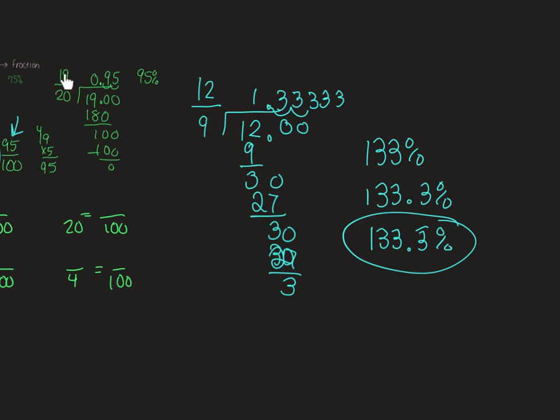Let's look at this. If your numerator is smaller than your denominator, then your percent is under 100. But if it's an improper fraction, your percent will be over 100. And I think that makes sense when you think about your grade. 19 out of 20, you haven't reached 100%. But 12 out of 9, you got some bonus. It'll be over 100%.